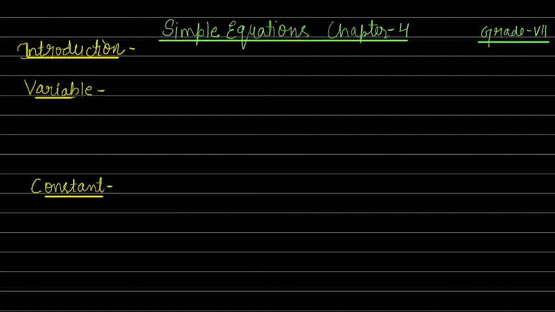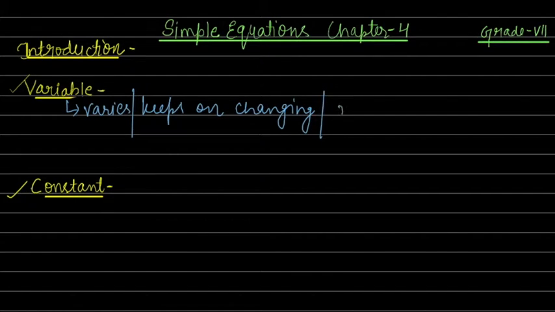To begin with the introduction of the chapter, let us first understand the terms variable and constants. So the variable is what? A mathematical term, as the name also implies, which varies. Variable means which varies, which keeps on changing, or what do we say, which is not fixed, right? So a variable can have different values.